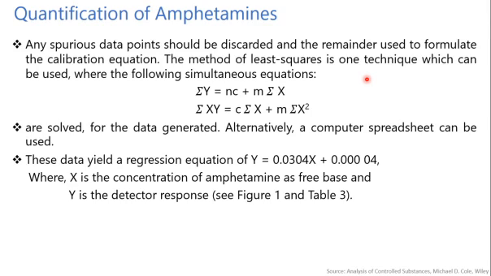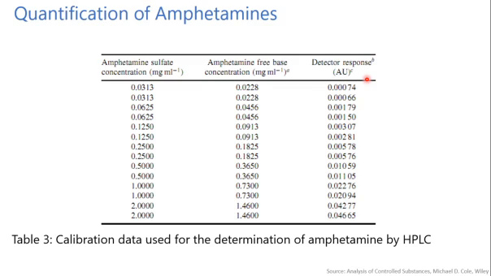This data yields a regression equation of y equals 0.0304x plus 0.0004, where x is the concentration of amphetamine as a free base and y is the detector response, shown in Figure 1 and Table 3. If you consider the equation carefully, it is nothing but y equals mx plus c. So this is the calibration data for the determination of amphetamine.